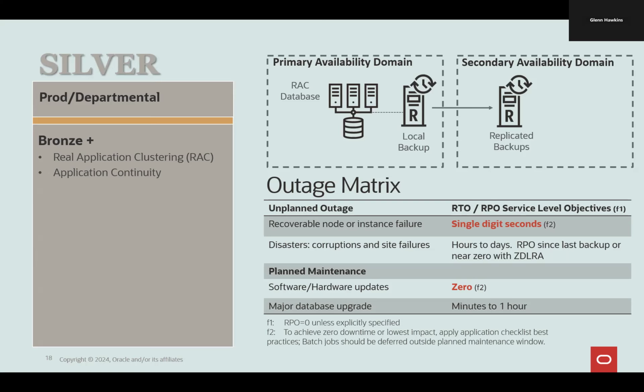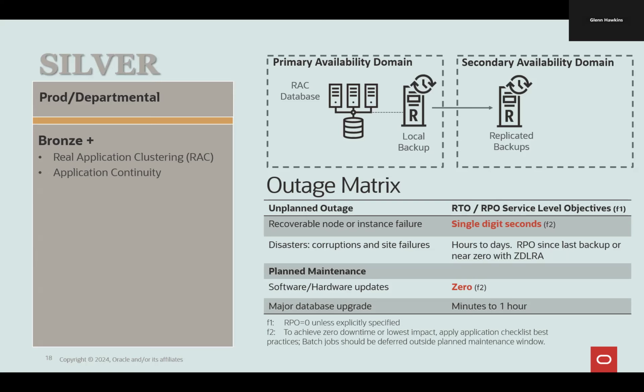In particular, from a planned maintenance standpoint, now we can do software and hardware updates with rolling patching. So rolling patching allows us to make hardware updates and software updates underneath. And now we can recover a node in single-digit seconds. It just basically picks up.